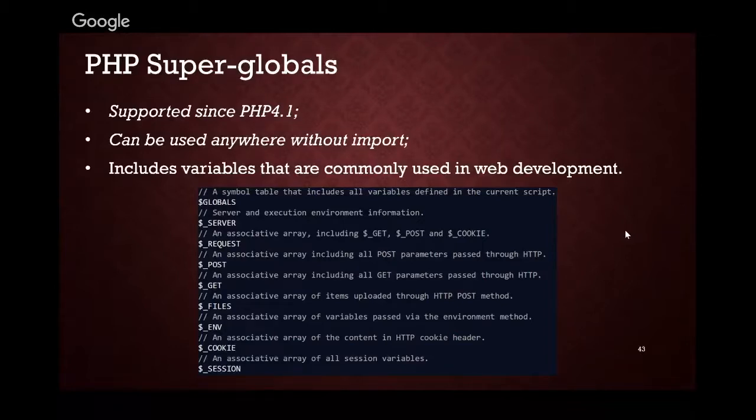Let's talk about a few that are commonly used. Let's talk about this one. Request means post and get. But what is post and get? When the user submits some form or some information, how does the PHP script know what kind of information was submitted by the user?